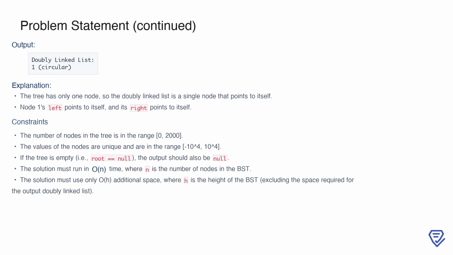For a very simple case, if the binary search tree consists of only one node, such as a tree with the root value 1, the resulting doubly linked list will have just one node as well. Since it's circular, the node will point to itself for both the left and right pointers. This means node 1's left and right both refer back to itself, forming a circular structure with just one element. This is the base case where the tree contains the minimum possible number of nodes.